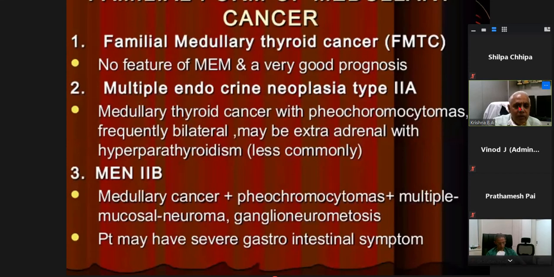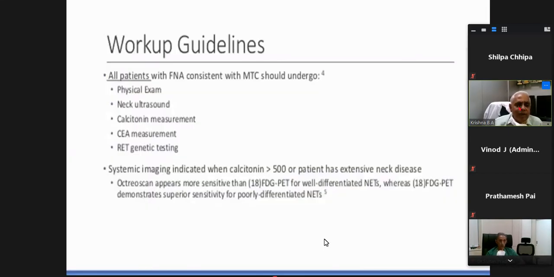Familial medullary, what is the workup guidelines? Apart from the physical examination, all patients with FNA consistent with MTC should undergo a good physical exam, neck ultrasound, calcitonin, CEA, RET genetic testing. Systemic imaging indicated when calcitonin above 500 or patient has extensive neck disease.